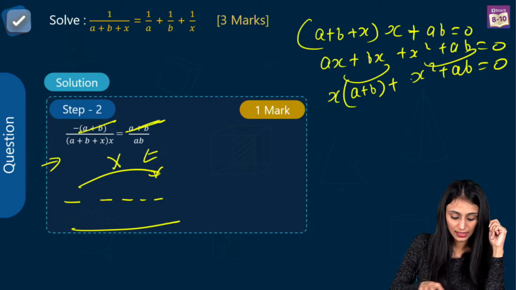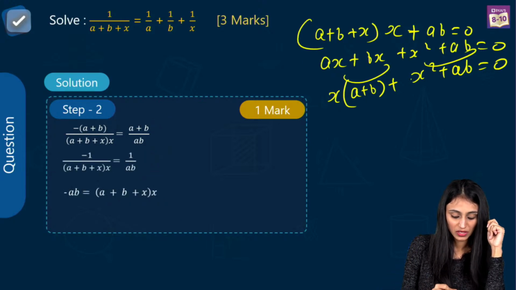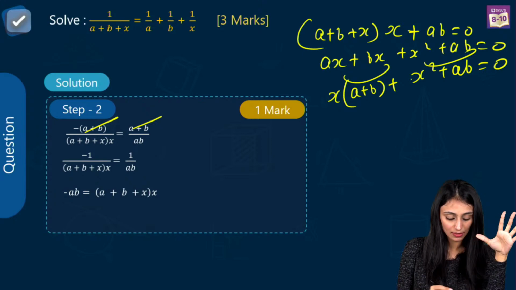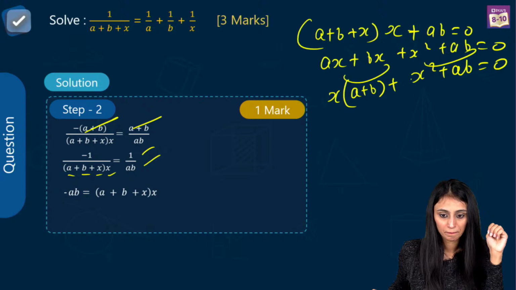So this gets cancelled and what do we have here? One second, let me just remove this. So we have a plus b here which gets cancelled. We have minus 1 upon a plus b plus x times x equals to 1 by ab.